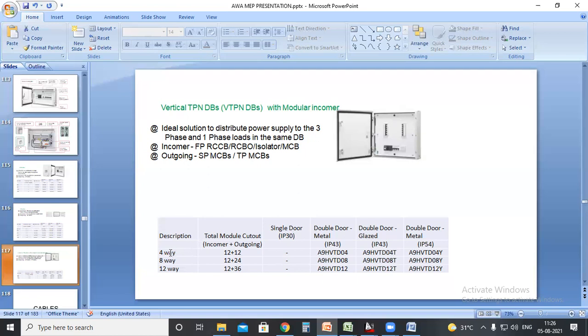Similarly, in 4-way you will have 12 plus 12. 12 plus means you can see 12 pole space is available here. You can see a dummy space. In the middle you can see an RCCB breaker, and on the left side it might be an MCCB or MCB. Both MCCB or MCB can be placed. So whenever you need a 3-phase output, normally we would select the VTPN DB.